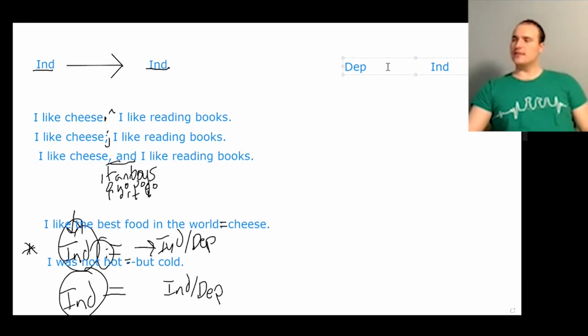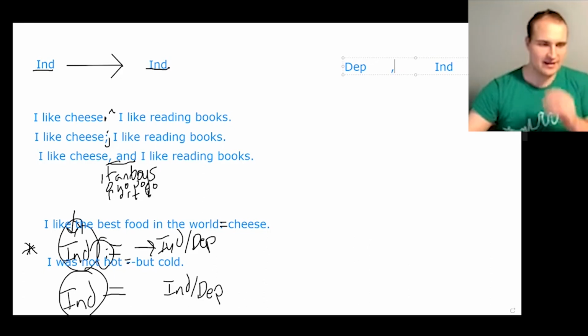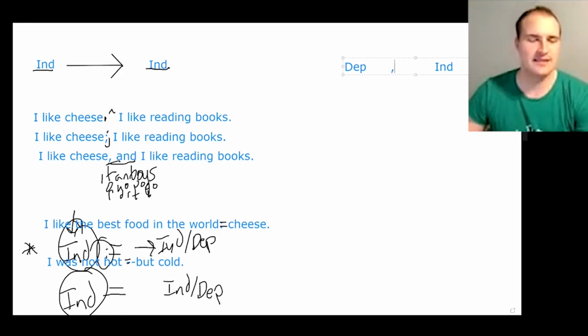So how do we connect a dependent clause to an independent clause? Comma. That's it. You got it. You nailed it. It's just a comma. Well done. I like to think of one example here that really nails it home for me.